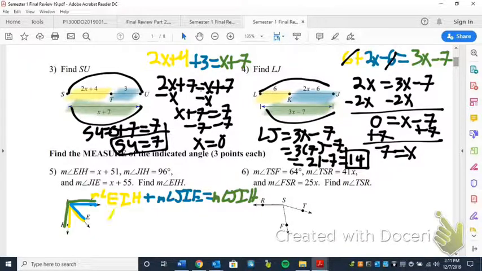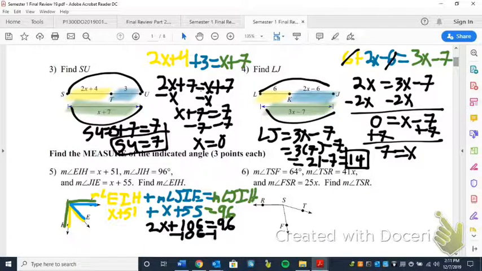So then I plug the numbers in. X plus 51 plus x plus 55 equals 96. 2x plus 106 equals 96. Subtract 106 from both sides. I get 2x equals negative 10, or x equals negative 5.